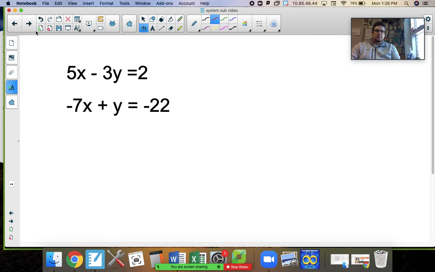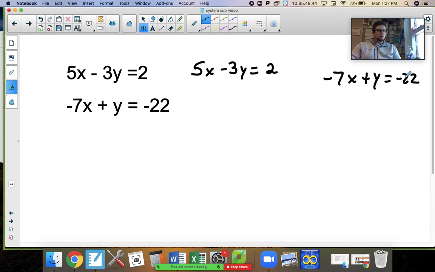With substitution, it is possible that neither of the equations says x equals or y equals. This is like the last problem on your homework. In that case, we have to make it say x equals or y equals. Which one we choose is really up to us. So if I look, this 5x doesn't look like it's close to being by itself. This 3y, same thing. This 7x, not really. But this y is almost by itself. If I was able to just get rid of this, I'd have a y equals.